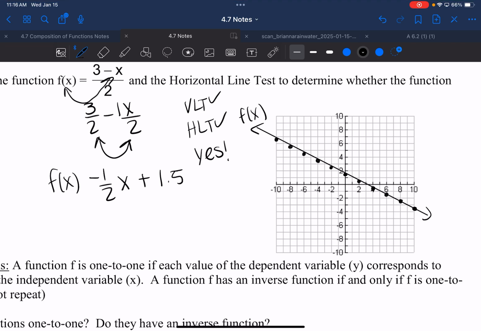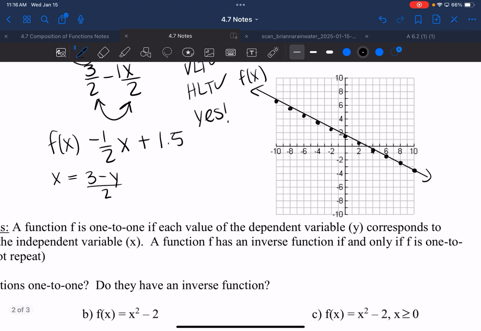So this is like my y. I'm going to switch their places. So I'm going to have x is equal to 3 minus y over 2, right? Okay. How would I solve for y? You got to get rid of that fraction, right? Okay. So I'm going to multiply both sides by 2. That's going to make those divide out over here. So now I've got 2x equals 3 minus y. Then what?